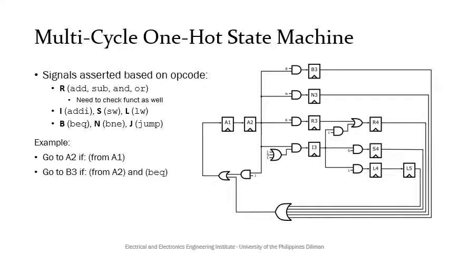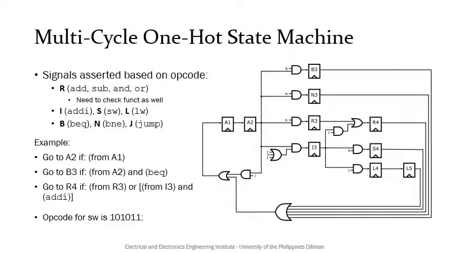For another example, we go to B3 only if we are from A2 and the instruction is a BAQ. The logic expression for this is A2 and B, which we connect to the input of flip-flop B3. For R4, we go to R4 only when we are from R3 or when we are from I3 and the instruction is add, or rather add I.